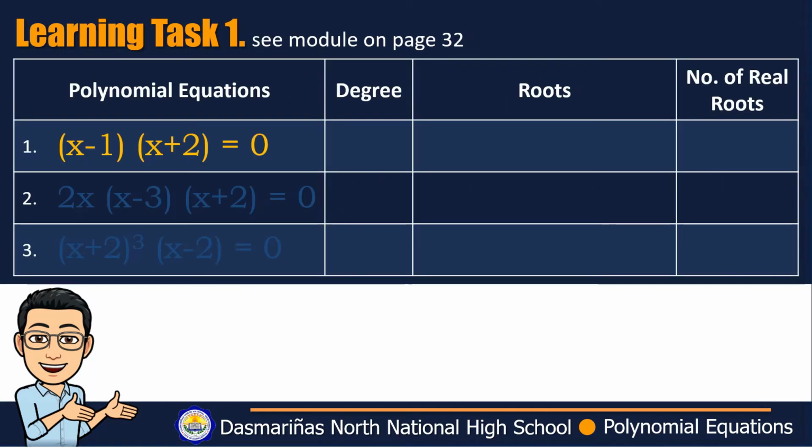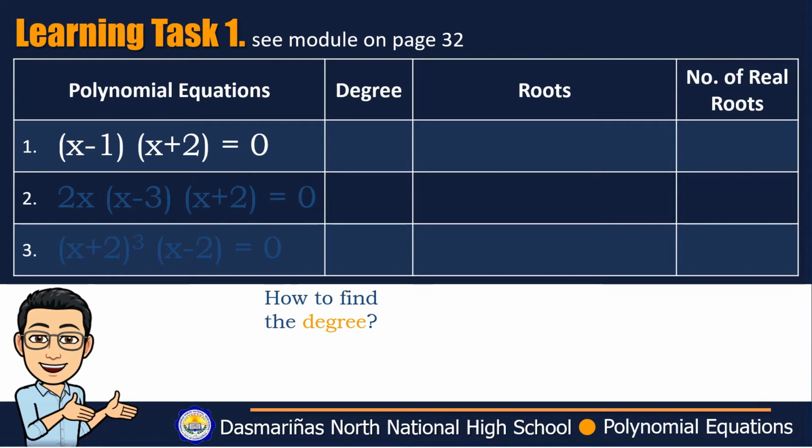Now see your module on page 32 and let's answer learning task 1, 1 to 3. In this task, we are asked to complete the given table by identifying the degree and real roots of polynomial equations. Let's proceed to the first one. X minus 1 times x plus 2 is equal to 0. How to find the degree? The degree of a polynomial is the largest exponent on the variable among all its terms.